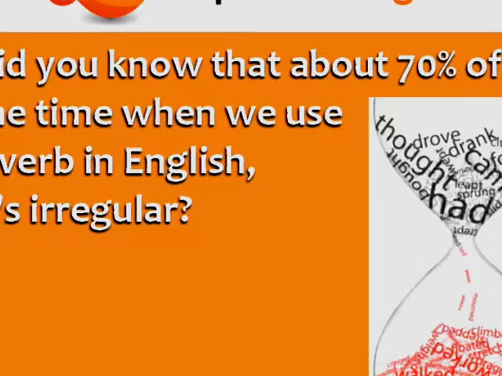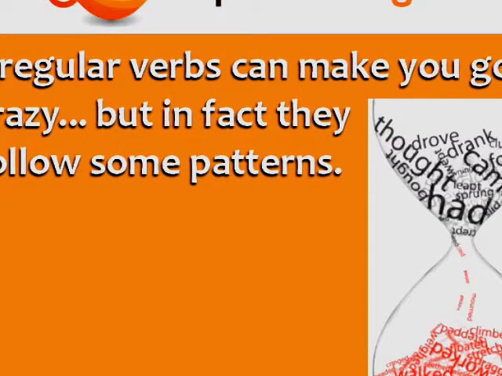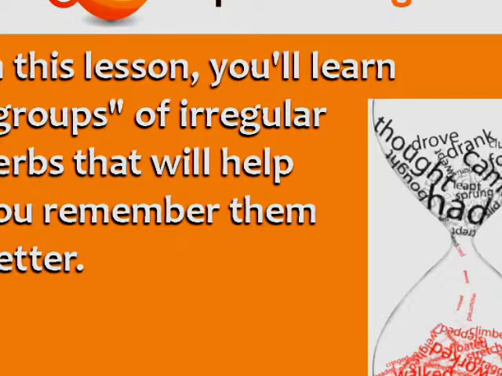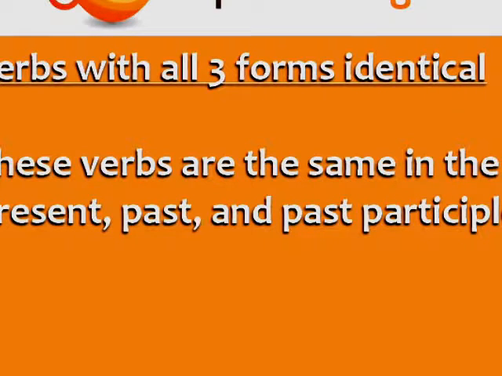Did you know that about 70% of the time when we use a verb in English, it's irregular? Irregular verbs can make you go crazy, but in fact, they follow some patterns. In this lesson, you'll learn groups of irregular verbs that will help you remember them better. The first group is irregular verbs with all three forms identical. These verbs are the same in the present, past, and past participle.